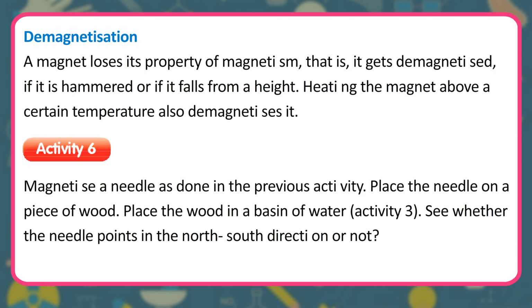Demagnetization. A magnet loses its property of magnetism, that is, it gets demagnetized, if it is hammered or if it falls from a height. Heating the magnet above a certain temperature also demagnetizes it. Activity. Magnetize a needle as done in the previous activity. Place the needle on a piece of wood. Place the wood in a basin of water. See whether the needle points in the north-south direction or not.